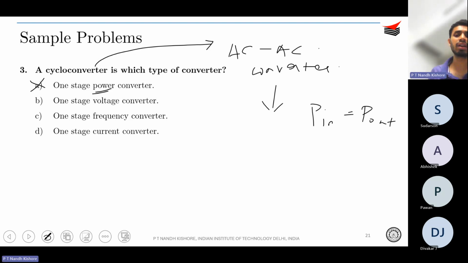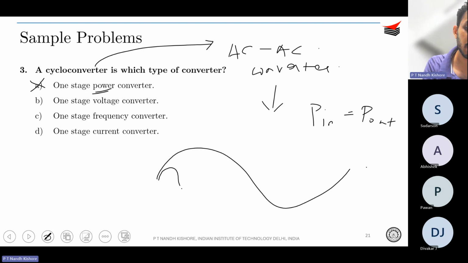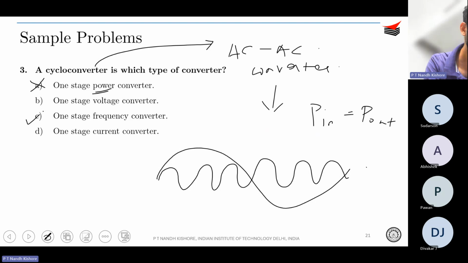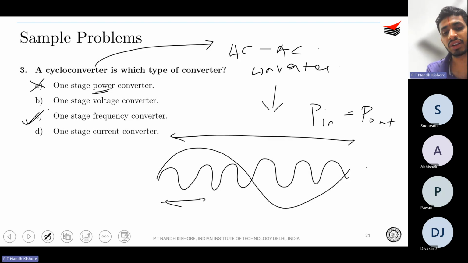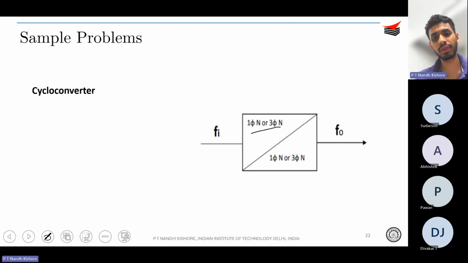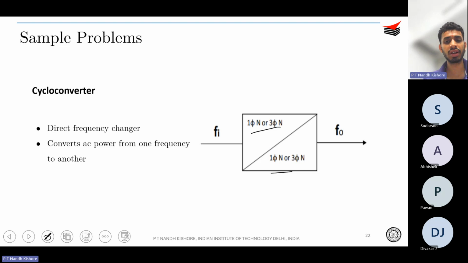Since it's an AC to AC converter, it is changing the frequency. For example, if you have one pulse at the input, you may get multiple sinusoids at the output. That's the idea of cycloconverter. Therefore, the answer is one stage frequency. It's changing the frequency from 20 hertz, 50 hertz to maybe 200 hertz or something like that. It depends on the number of pulses. Yeah, so that's what is written over here. You have one phase to three phase conversion, but there is a difference in frequency Fi and F naught. You have an input frequency and an output frequency as well.